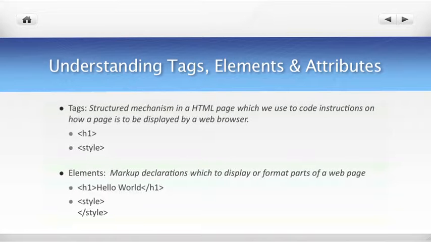The tags in HTML, or the version of HTML that we're using, XHTML 1.0, are a structured mechanism which, when put into an HTML page, allow us to provide the web browser with instructions on how the information in that page is to be presented. Some of the tags that we have seen before are the opening heading tag, or H1 tag, and the opening style tag. Tags are used to create elements.